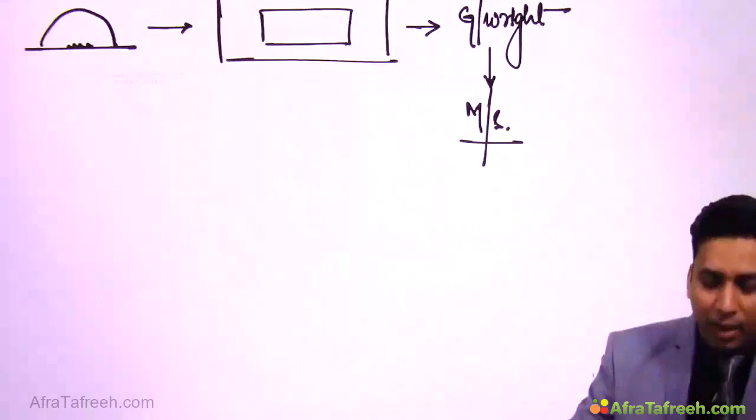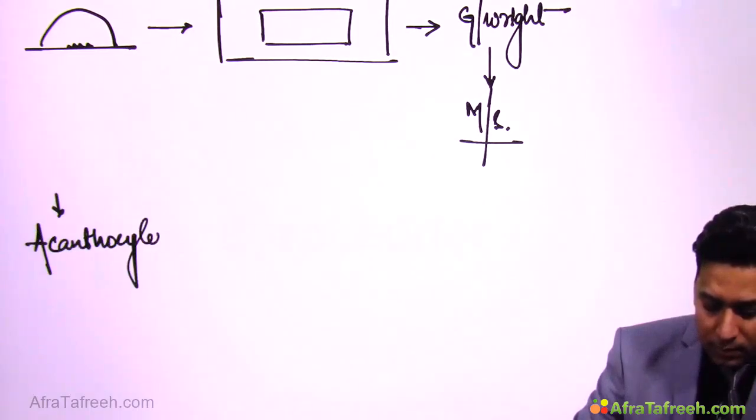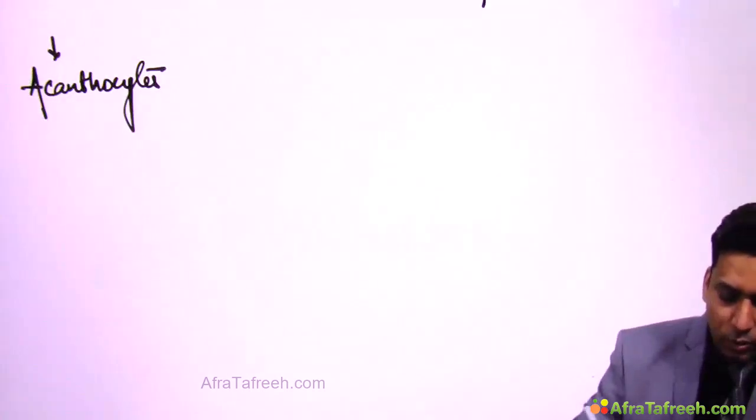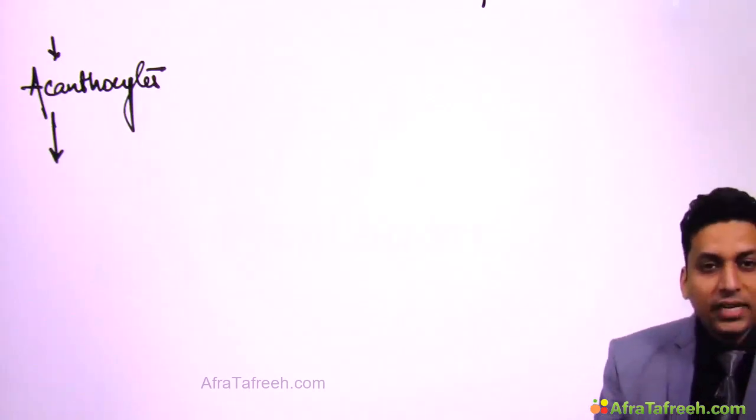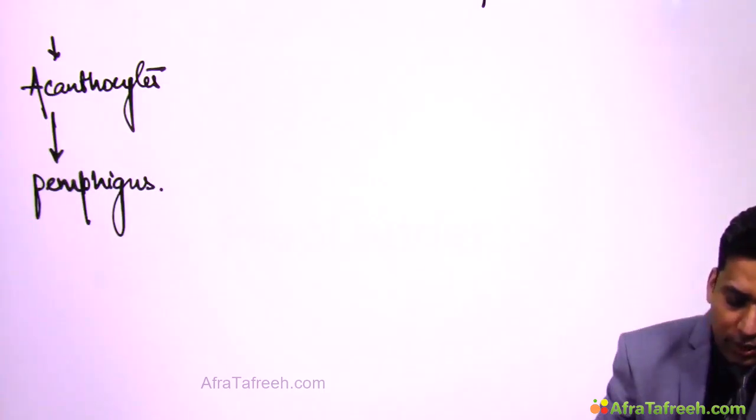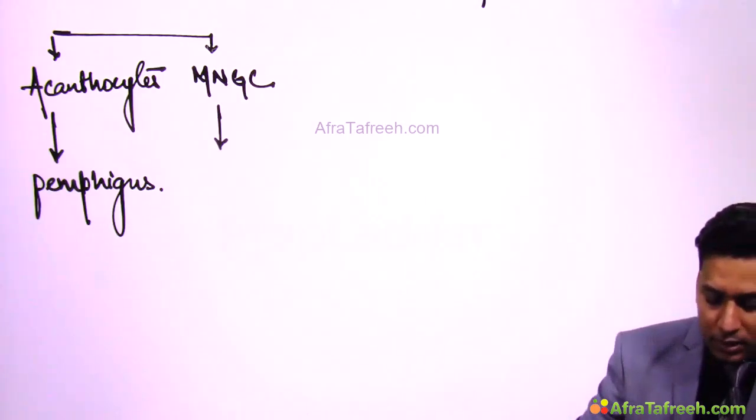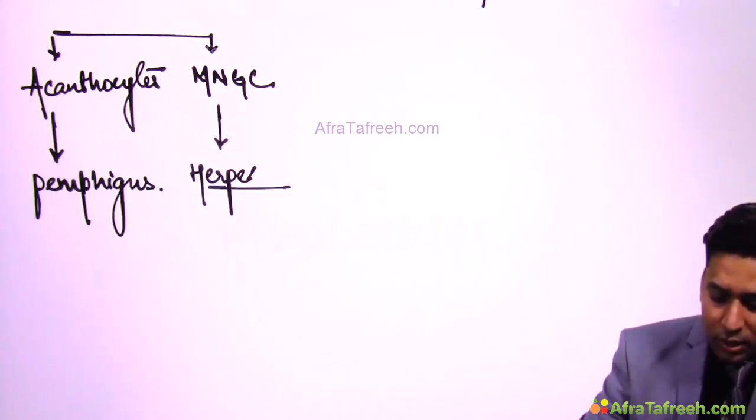Now when you examine under the microscope, you might find such acantholytic cells, as I have told you. So if acantholytic cells are seen, then it is suggestive of pemphigus. Instead, if you find multinucleated giant cells, it is suggestive of viral infection like herpes or chickenpox.